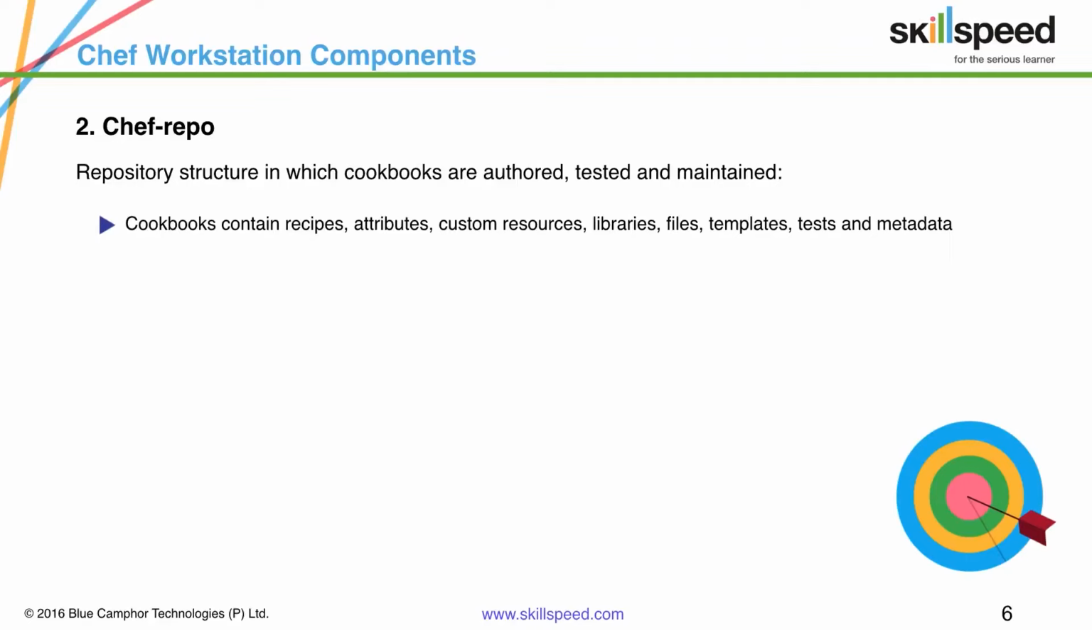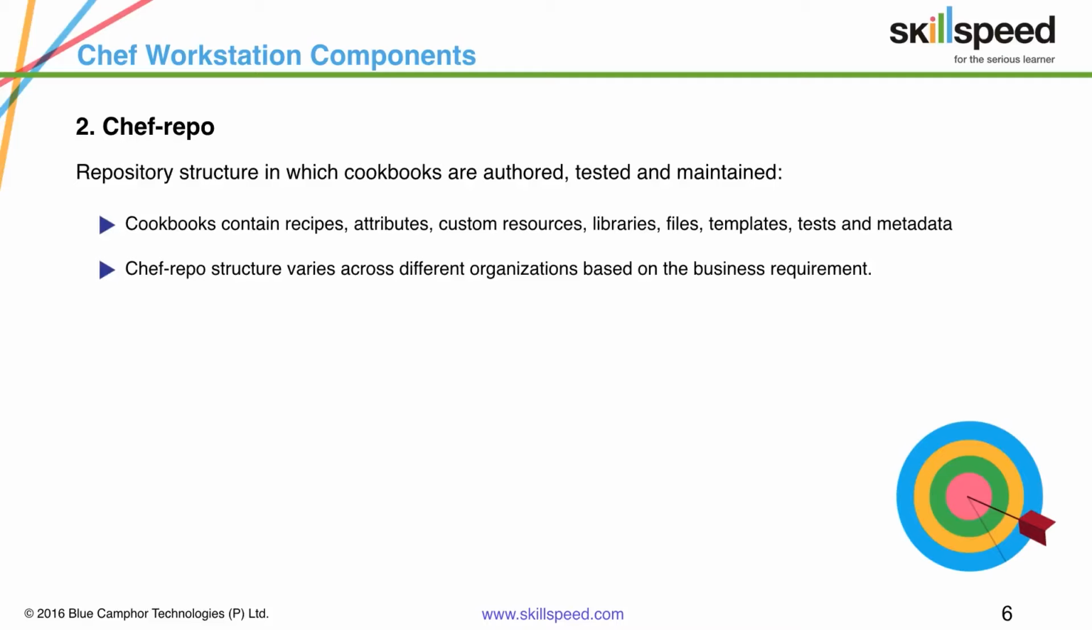So cookbooks basically contain recipes, attributes, custom resources, libraries, files, templates, and almost pretty much anything. The Chef repo structure varies across different organizations based on the business requirements. Some things, however, remain constant. For example, in a Chef repository, you need to mandatorily have a .chef folder, which will contain the knife.rb file, which is the configuration file for Knife, and a user.pem file, which is the authentication file required for you as a Chef developer to interact with the Chef Server.